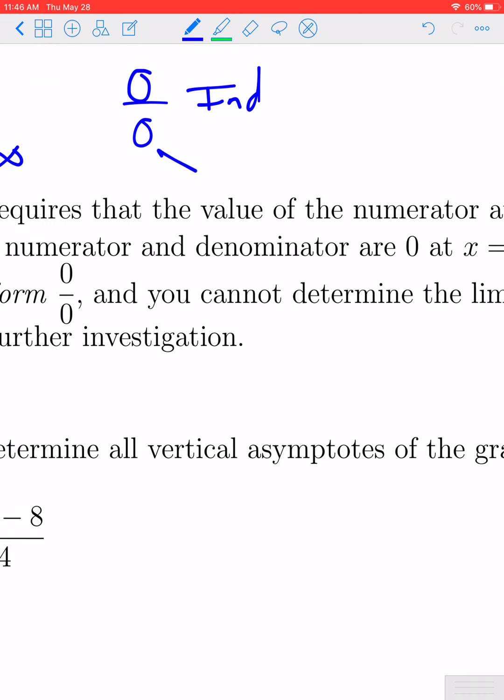If it makes the bottom 0, and if it also makes the top 0, remember that gave us an indeterminate form. If you wanted to figure out whether or not that x value that you plugged in is still going to be a vertical asymptote, you have to go back and investigate the limit to see if the function would be approaching a positive infinity or a negative infinity.